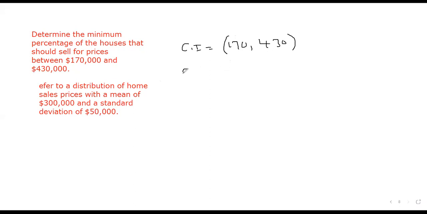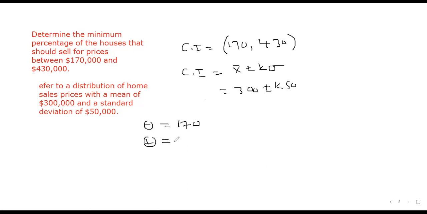Then our confidence interval formula is mean plus or minus K, where the mean here is 300, and the standard deviation is 50. So we can use either bound. Let's start with the negative part. The negative part will be equated to 170, because it's the minimum. The positive will be equated to 430, because it's the upper bound.